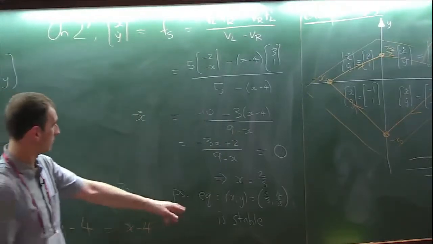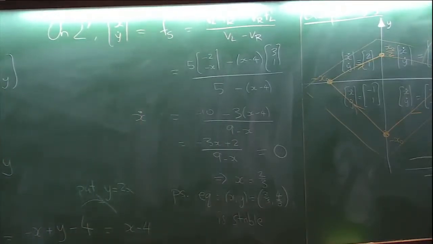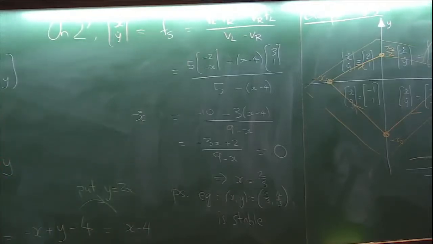So in summary, we've got one pseudo-equilibrium located at x is 2/3, y is 2x, so therefore y is 4/3, and it's stable. It's also admissible because it lies on a sliding region, not a crossing region.